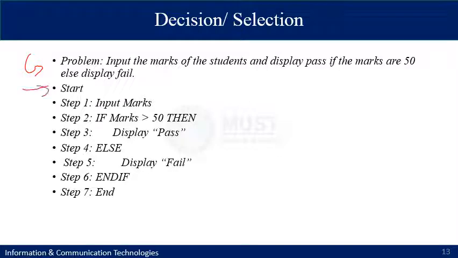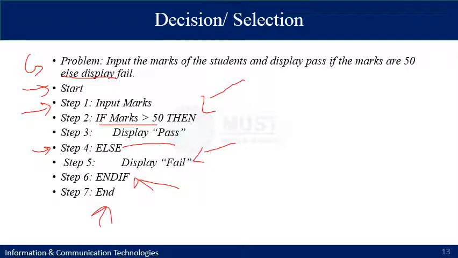So we start the algorithm. In the first step we input marks, and if marks is greater than 50, that is a simple if condition, then we will display pass. We have an else part, which means it is a two-way decision. If this condition is false, we have to provide an alternate decision, which is display fail. Next we end the if and end our algorithm.